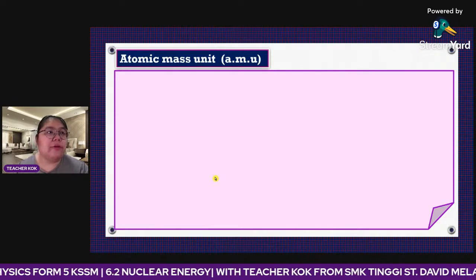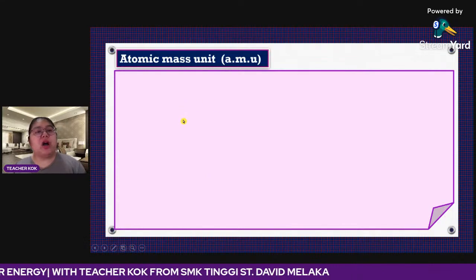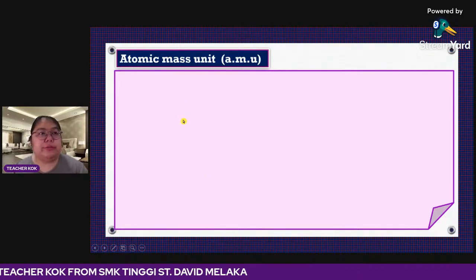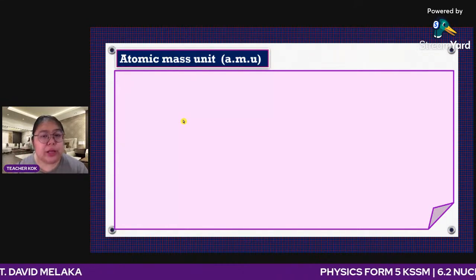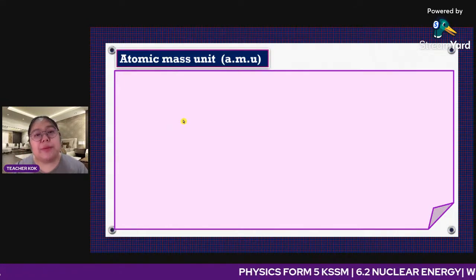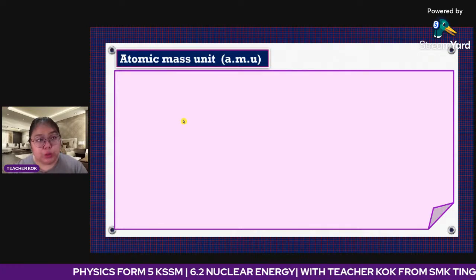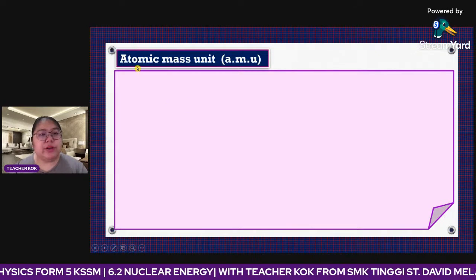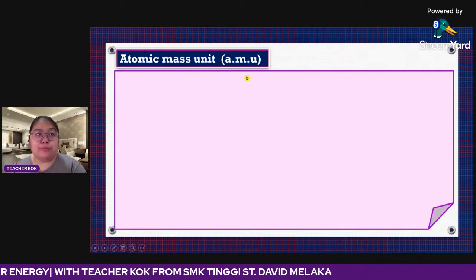Okay, Katija says okay. We continue with the atomic mass unit. Because the radiation, the alpha, beta, gamma, that one is very light. So that means we cannot use kg to calculate. We got a special mass unit. So the mass unit, we call it an atomic mass unit, or you can say AMU.